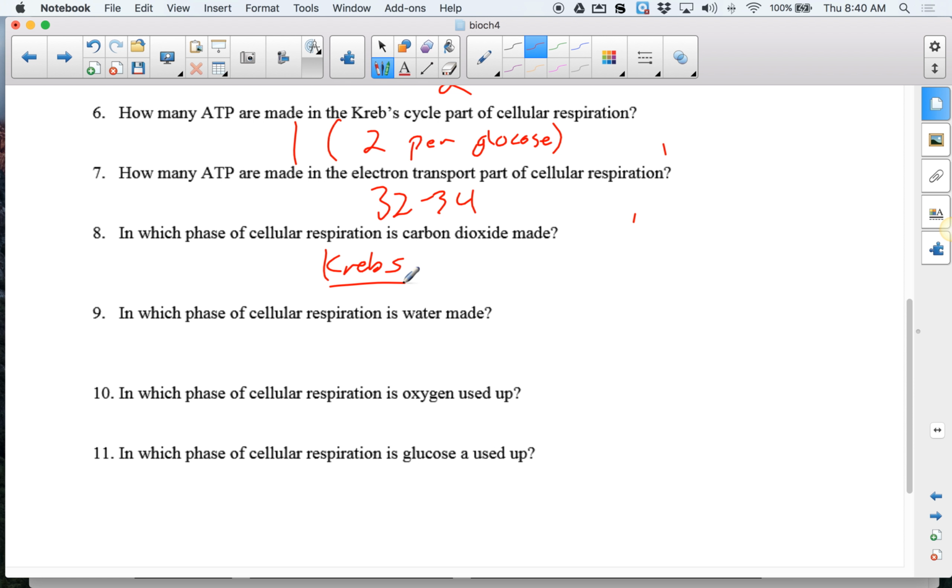In which phase of cellular respiration is water made? The ETC. That's the one that Matt was apparently looking at. And remember, that water is made when the oxygen that we breathe in accepts an electron, and then it combines with hydrogen. So, I guess that answers number 10. Oxygen is used up in the electron transport chain.